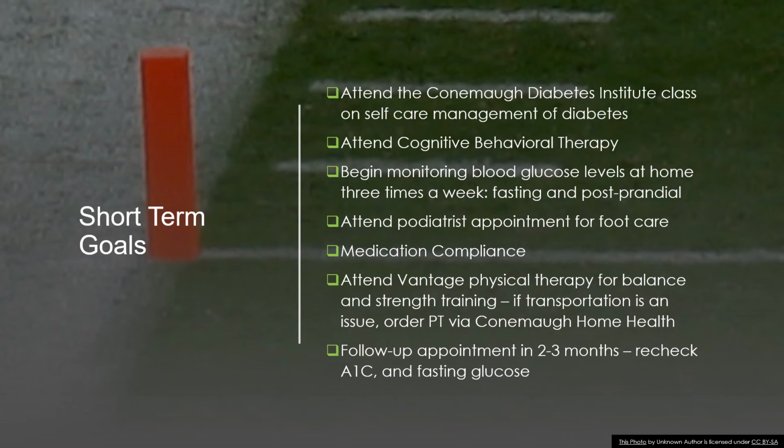If she finds that she's unable to attend physical therapy for balance, strength training, and aquatic therapy, we can arrange for a home health referral, which will bring the physical therapist to her house. A follow-up appointment would be made in 2 to 3 months to check on her A1C, fasting glucose, as well as her compliance with the interventions.